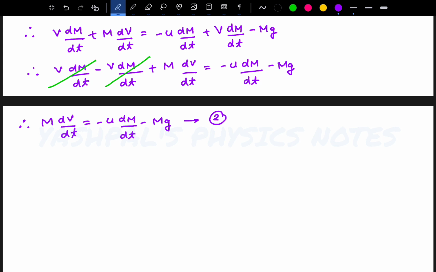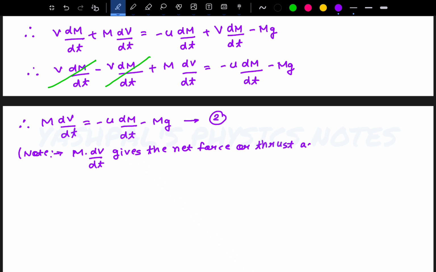Here this term M dV by dt gives the net force or thrust acting on the rocket. So I am writing the note: M dV by dt gives the net force or thrust acting on the rocket. So you can write it in the note format.